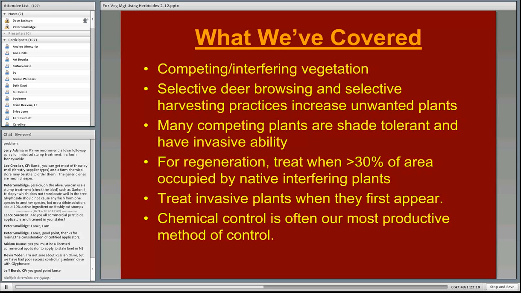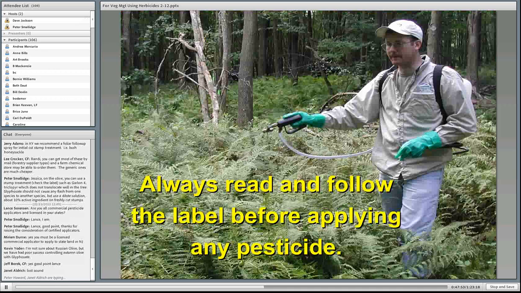Chemical control is often our most productive method of control. So always read and follow the label before applying any product. So if you don't understand it, check with your county extension agent, and hopefully they can interpret that for you.